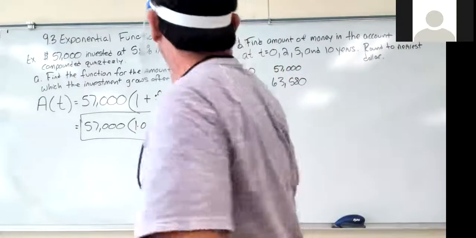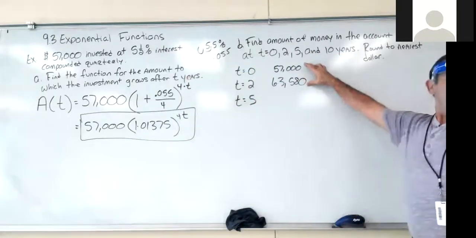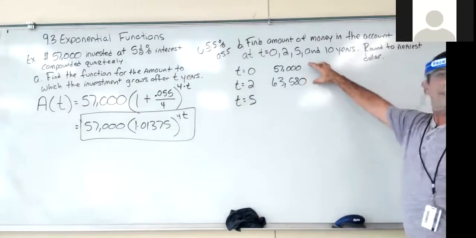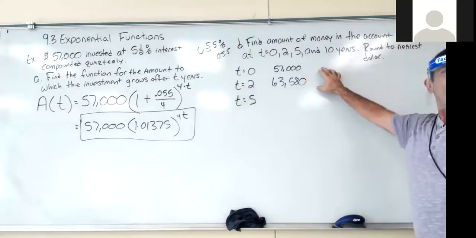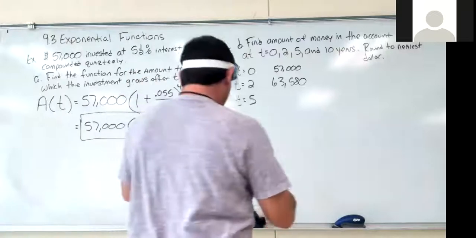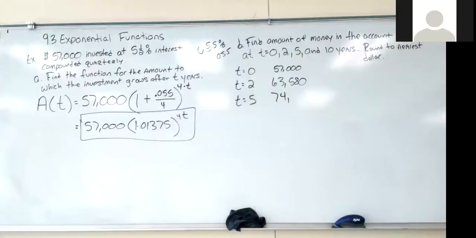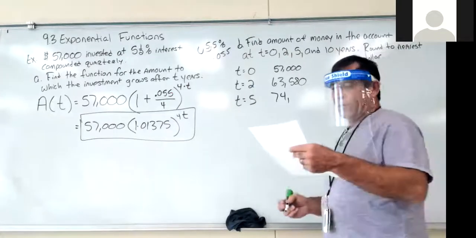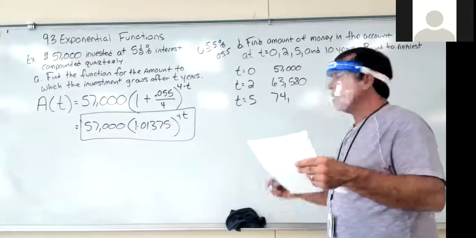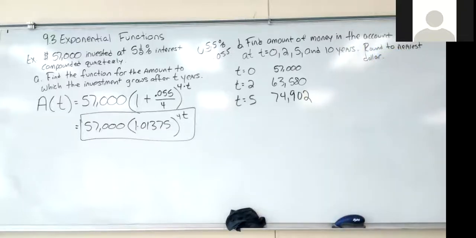All right, what was next? t equaled 5 years. Now, hopefully you're seeing your money grow on this problem. If you get anything less than 57,000, I would think it was some kind of operator error on that calculator. So at 5 years, I'm getting 74,000 something. Let's see what you're getting. I think I'm going to round that to 902, I think. Well, that looks good, 74,902.